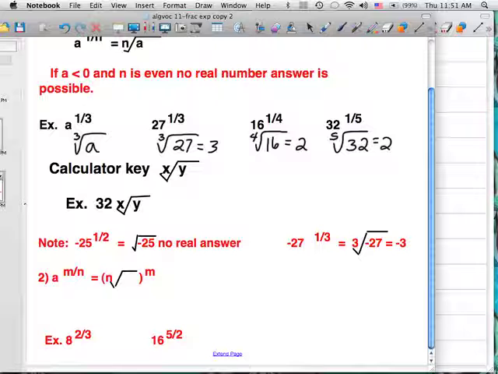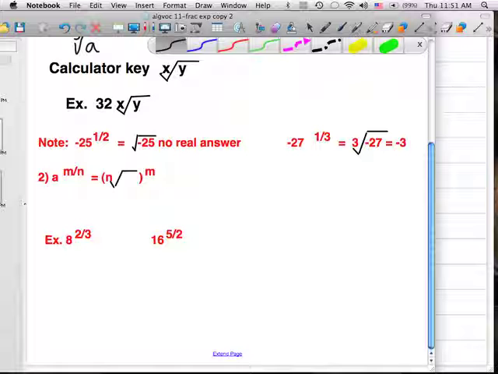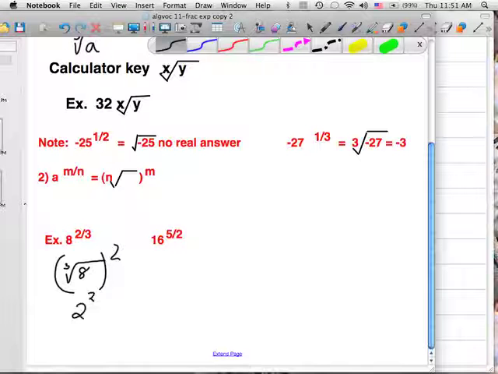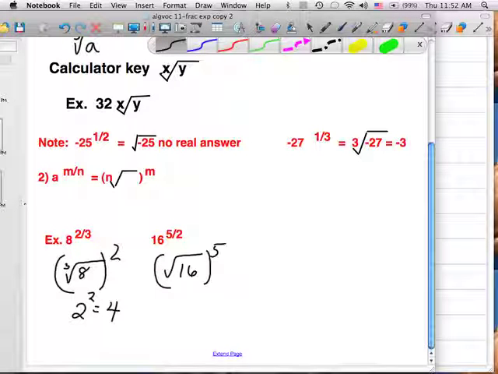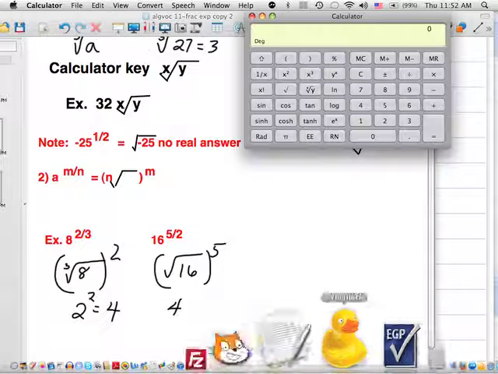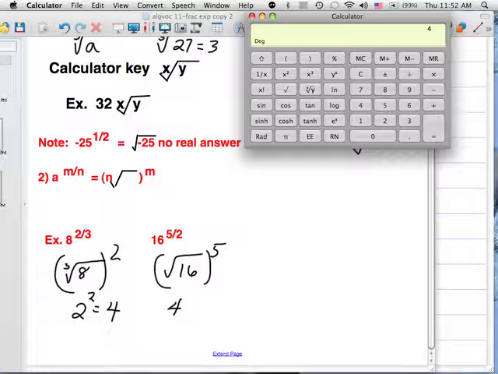If you have a fractional power where the numerator is not 1, the denominator is your root, and the top number is the power. So if I have 8 to the 2/3 power, that's the cube root of 8 taken to the 2nd power. The cube root of 8 is 2, and 2 to the 2nd power is 4. And the second example, 16 to the 5/2 power, that's the square root of 16, which I don't put the 2 in for, taken to the 5th power. The square root of 16 is 4, and 4 to the 5th power is 1024.